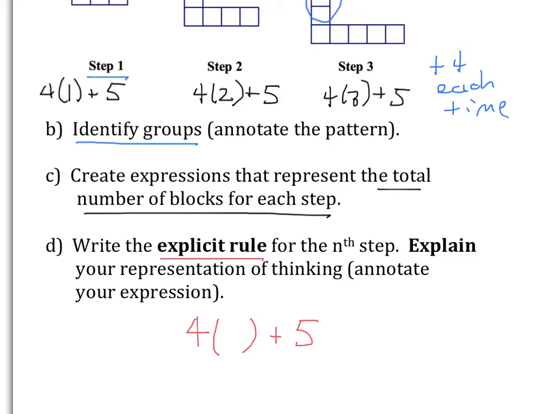So what do I represent for that number that is always changing? Well, in step 1 there was one group. In step 2 there was 2 groups. In step 3 there was 3 groups. So for the nth step, I know there's going to be n groups. And that, ladies and gentlemen, is our explicit rule. 4 times n plus 5.